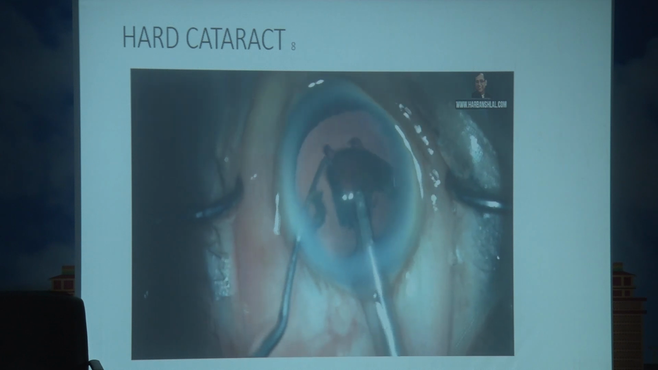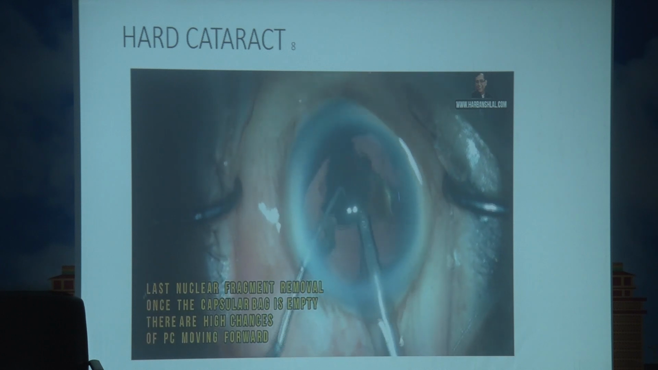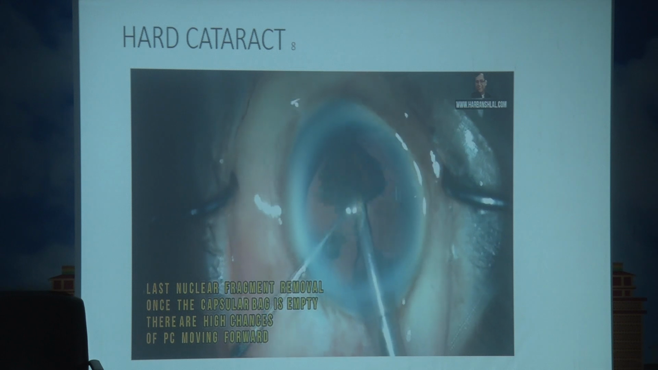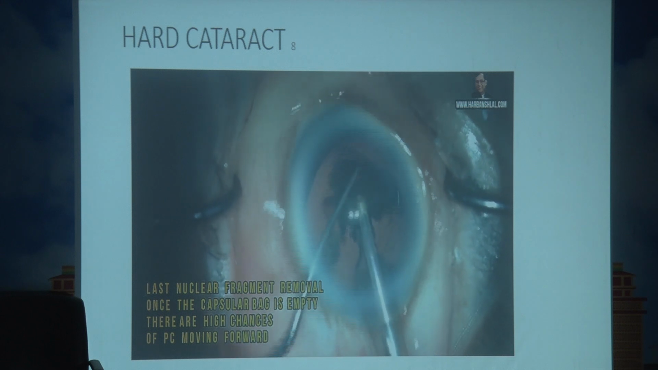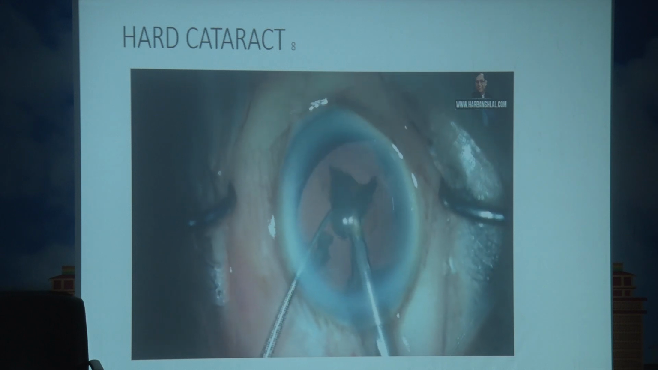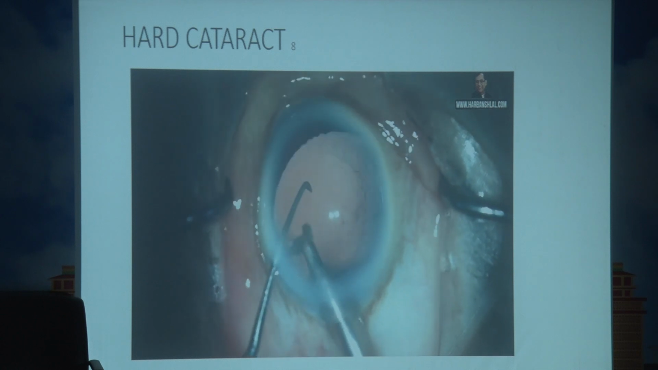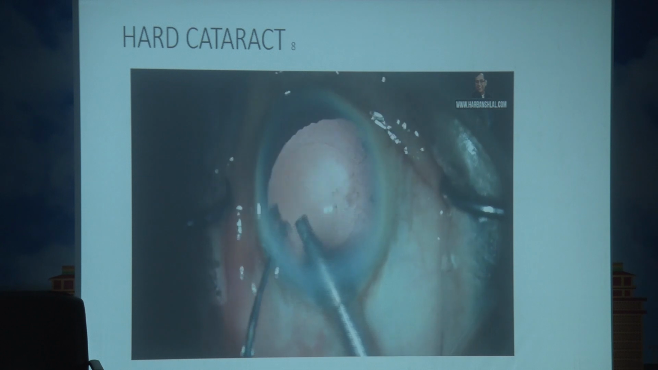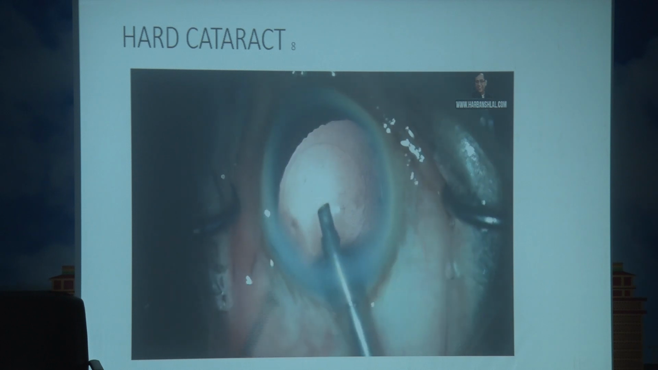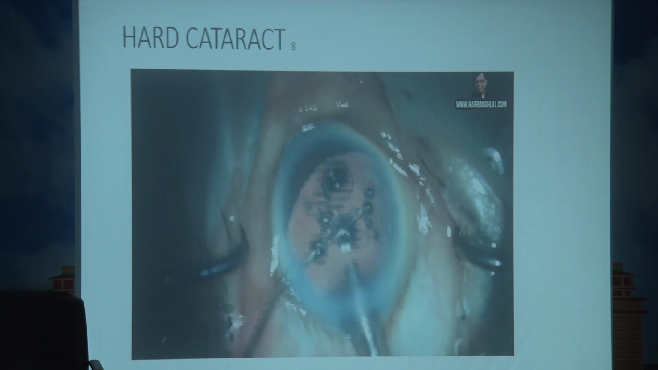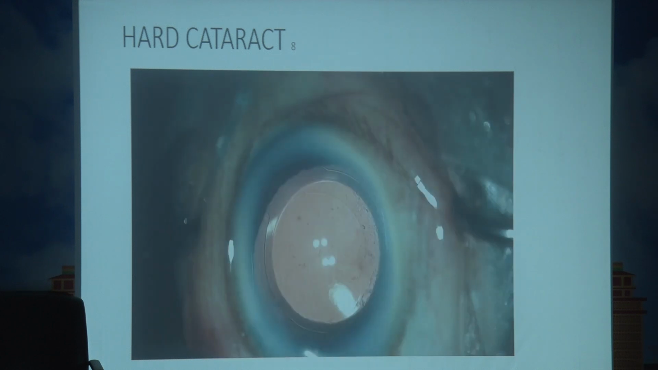I have lowered the vacuum setting, and at this stage, when the last fragment is there, the vacuum setting is 400, not even 500, and this may be a little more anterior compared to the earlier fragments, because I definitely want to prevent damage to the posterior capsule. And many a time when I am removing the last fragment, I remove the chopper from the side port to avoid leakage from the side port.